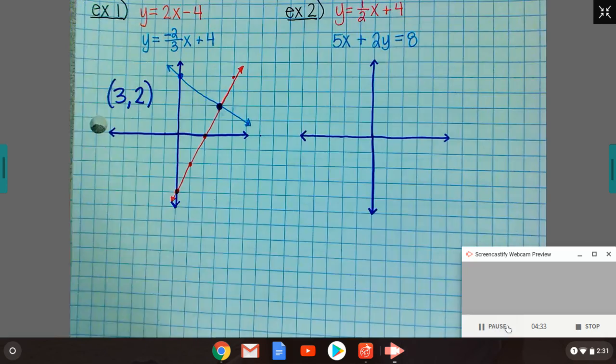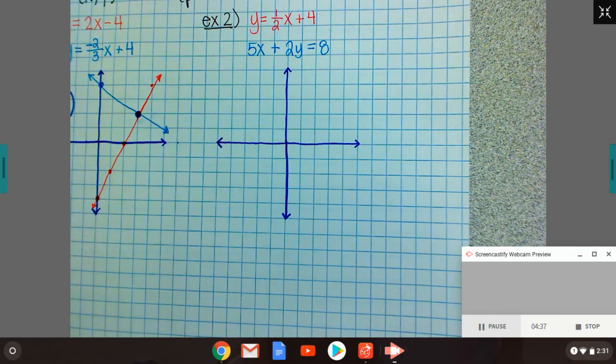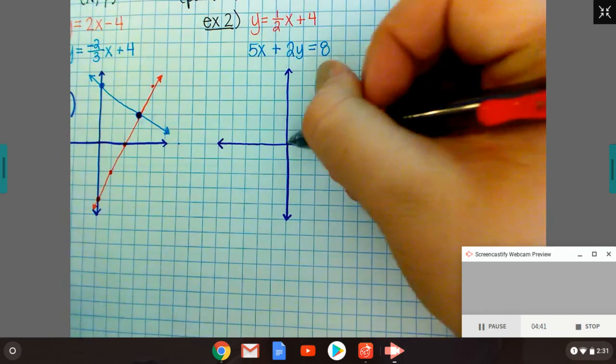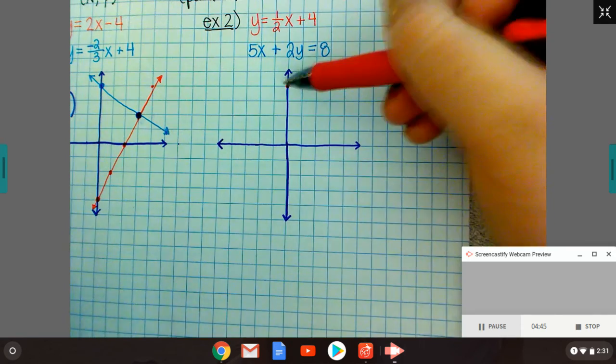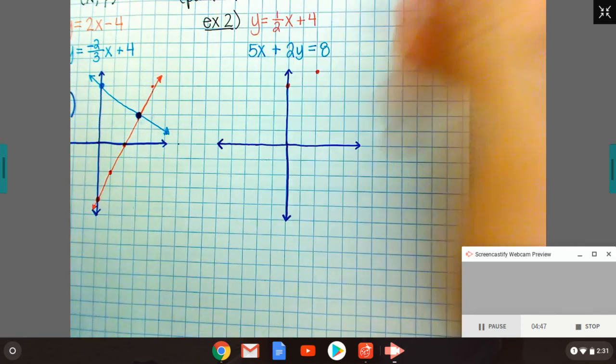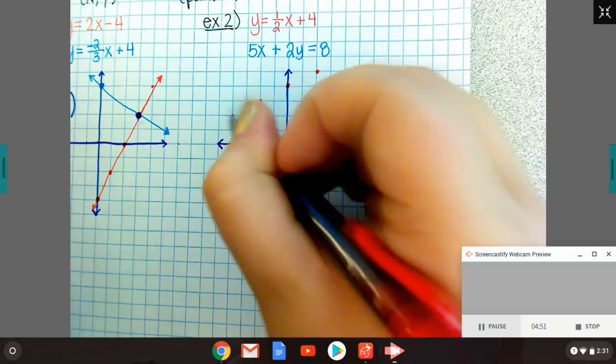Let's look at another example. I've got y equals 1/2 x plus 4. That's in slope-intercept form, so let's go ahead and start to graph that. We're starting at +4, and we've got a slope of rise 1, run 2, or I could drop 1 and go left 2 as well. I'm going to do that so I can extend it out.